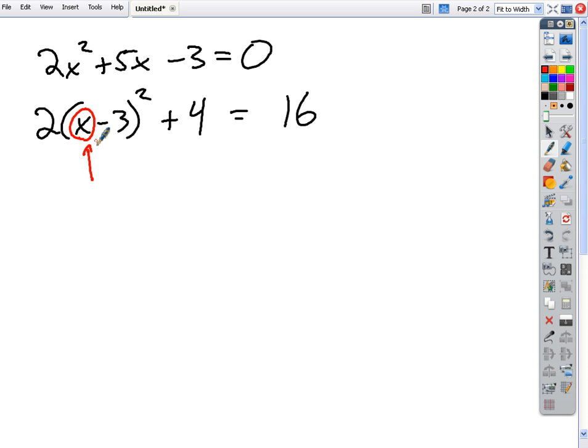Divide by 2. Subtract 4. Divide by 2. Square root. And then add 3, and we get the x by itself. And then the only tricky part, you have to remember, when I square root both sides, what do I have to include? Plus or minus, yeah. So not that big a deal. We were able to solve quadratic equations pretty easily.